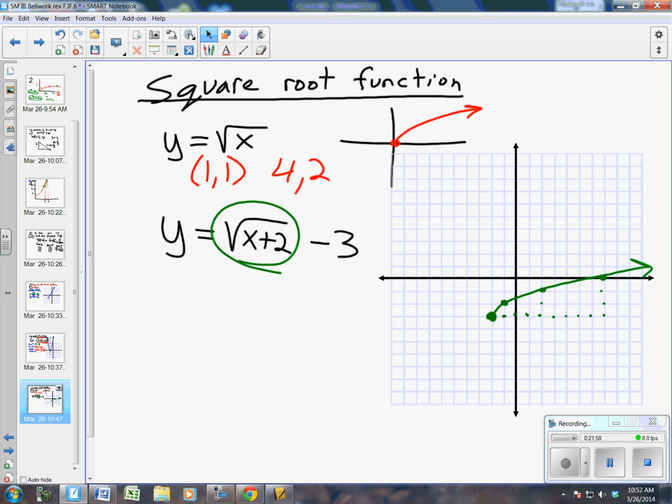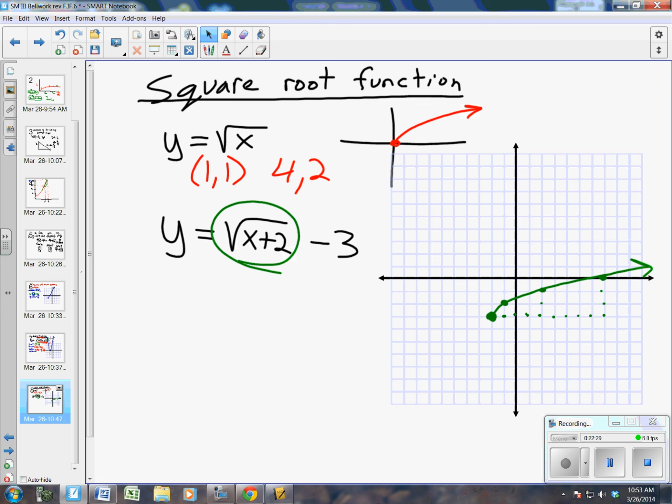Basically, you can make a table of values and look at that. Okay? So there's a square root function. What if I would have put a negative out in front here? It would have flipped it over the x-axis, right? Okay, if I replace that x with negative x, it would have reflected over the y-axis. Would have gone back this way. Okay, so those are some things.